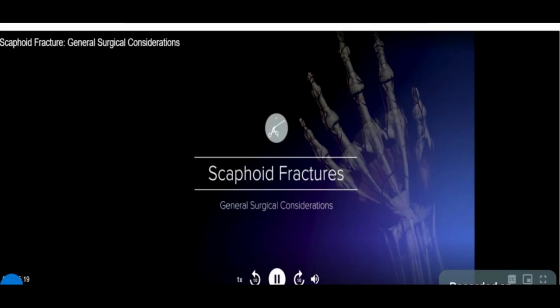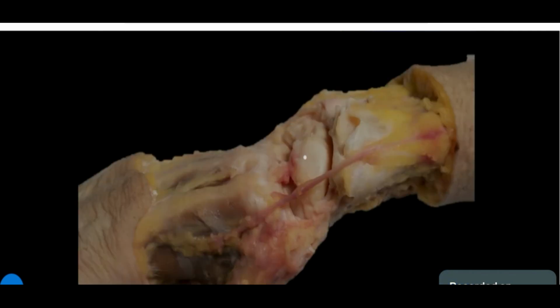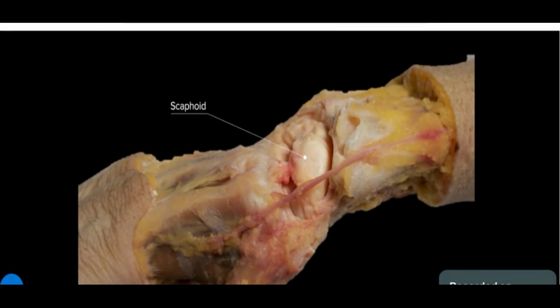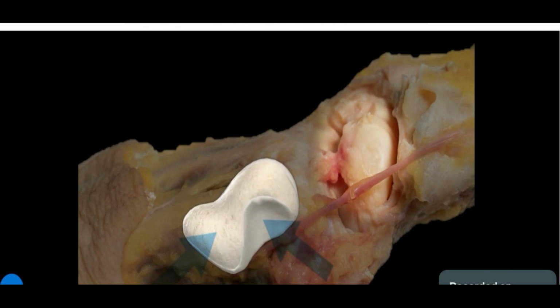Discussion on the general surgical considerations in scaphoid fractures. 80% of the scaphoid's surface area is articular cartilage. Here it is seen from a posterior view. The scaphoid has a distal pole, a waist, and a proximal pole.